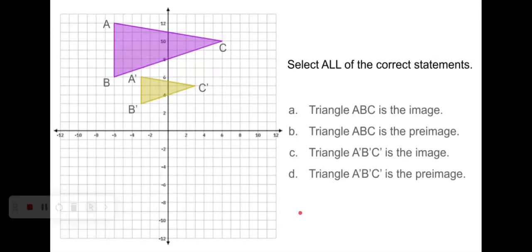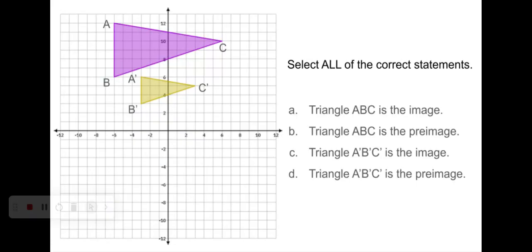Hey guys, this video is on dilations, describing dilation. Select all of the correct statements on the right side of your screen. You should see these blue circles, and you're going to drag them to all of the correct statements, which means there could be more than one.